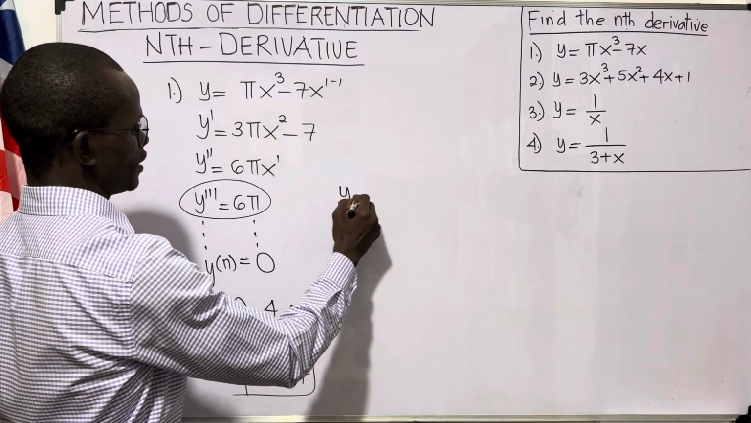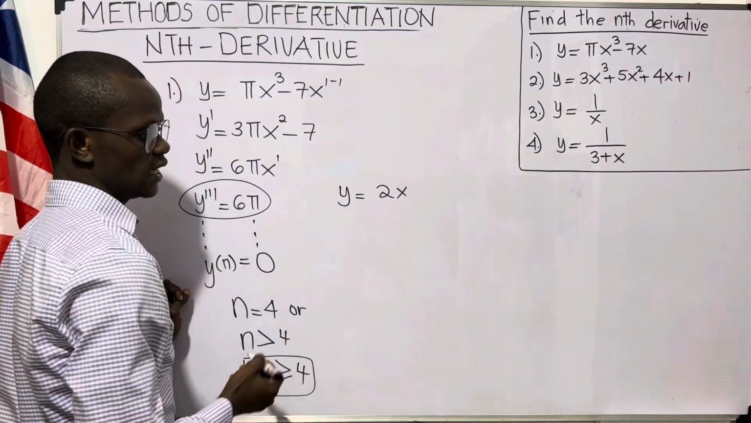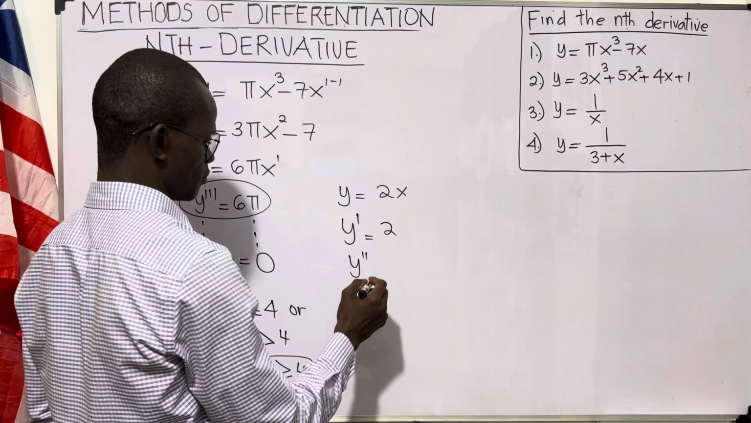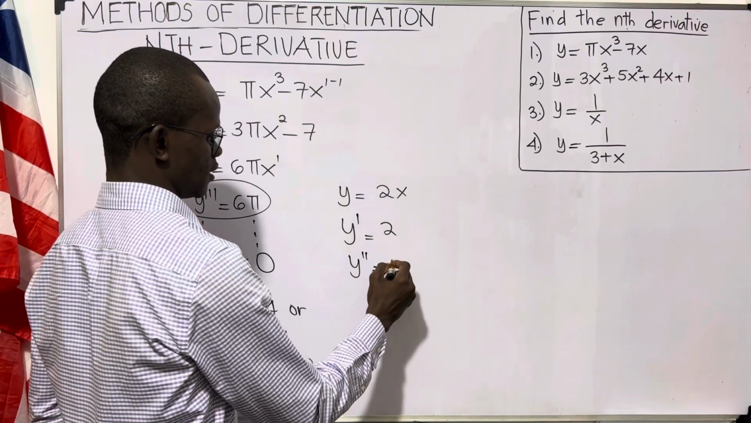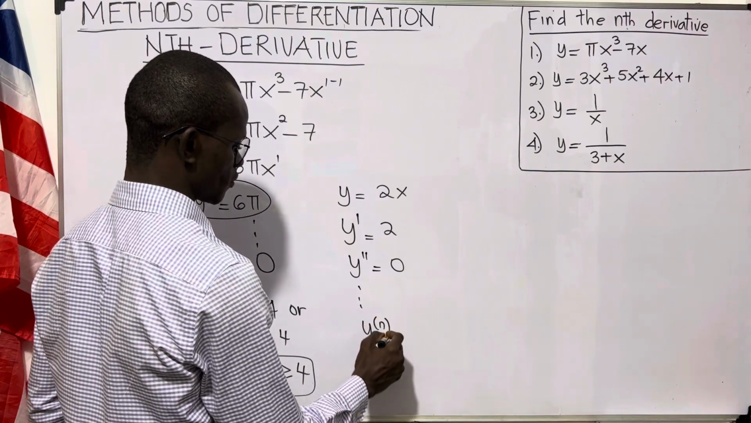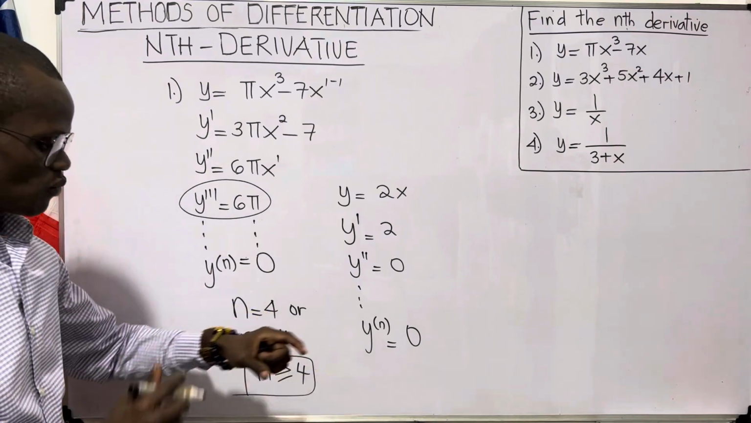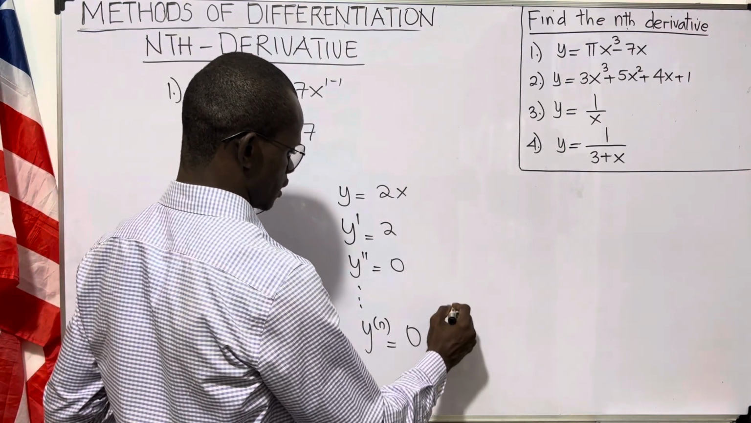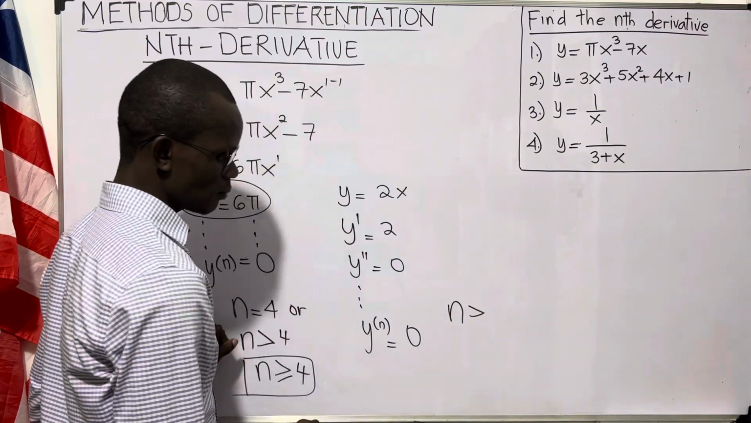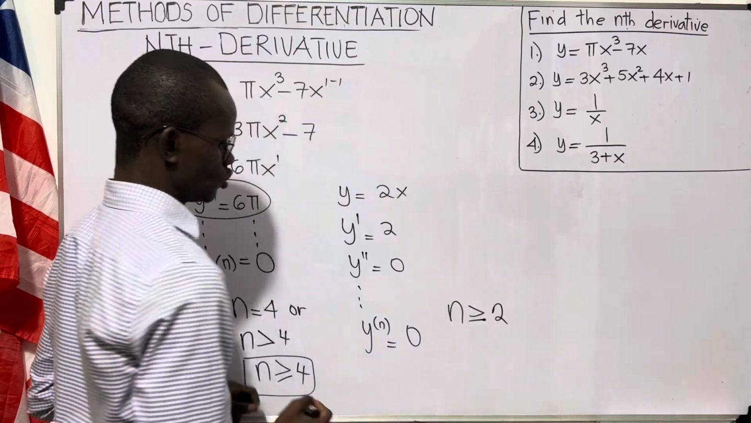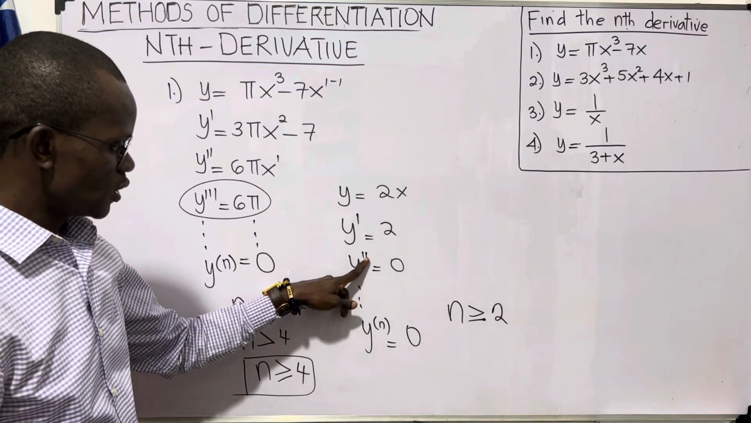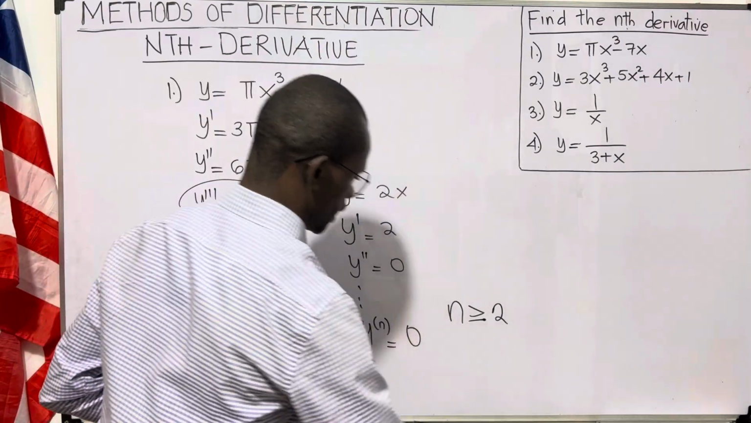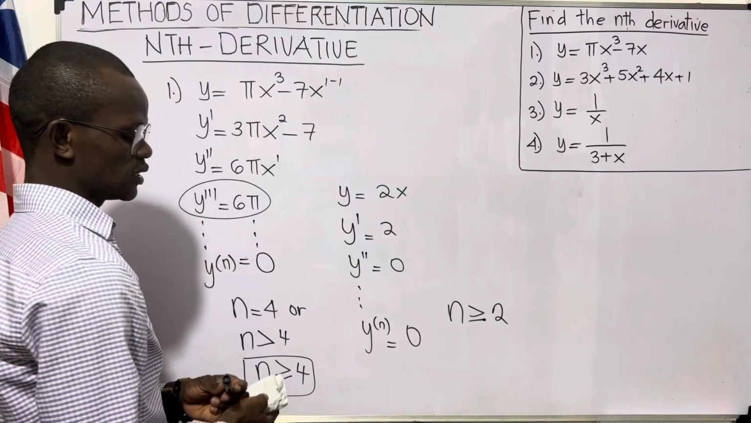Similarly, if you had y equals 2x and you want to find the nth derivative, you find the first one, y prime equals 2, y double prime is equal to 0, and y to the nth is also 0. When did we experience 0? We can say n is greater than or equal to 2. When n is equal to 2, the derivative is just equal to 0. So you don't have to go further, because you know that beyond the second derivative, every other derivative is just equal to 0.